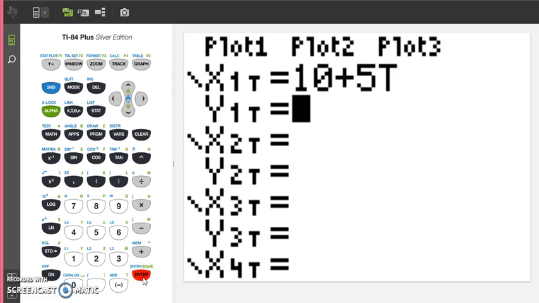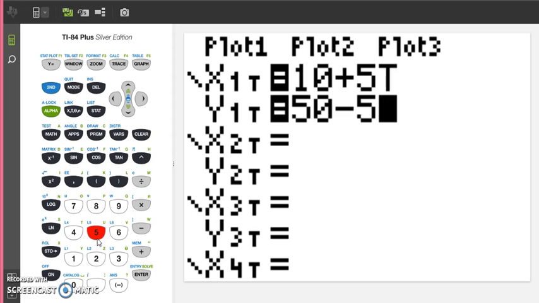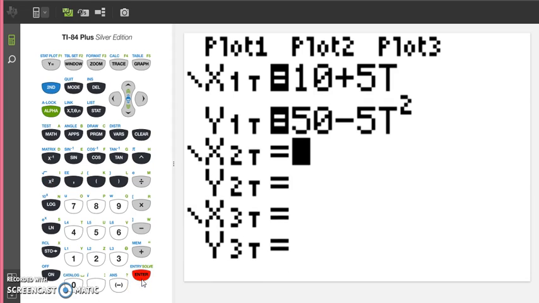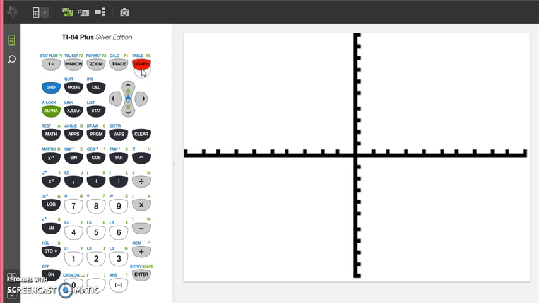If you hit enter, let's get our y equation entered. It's 50 minus 5t squared. And hit enter, and that should be good. We've got a set of parametric equations entered. If you were to hit your graph button right now, chances are you're going to see not much of anything good. And that's because of the window.